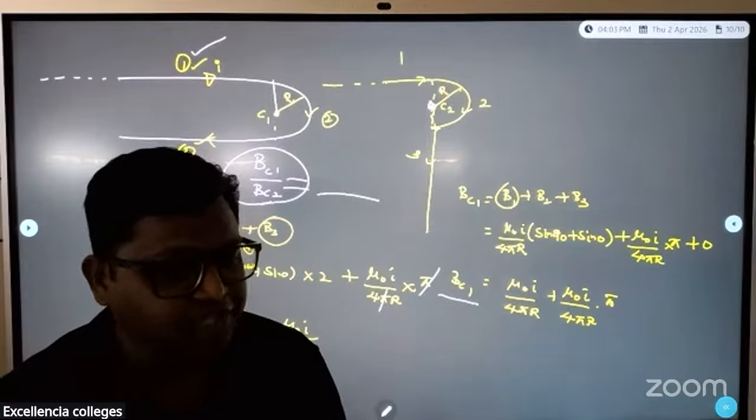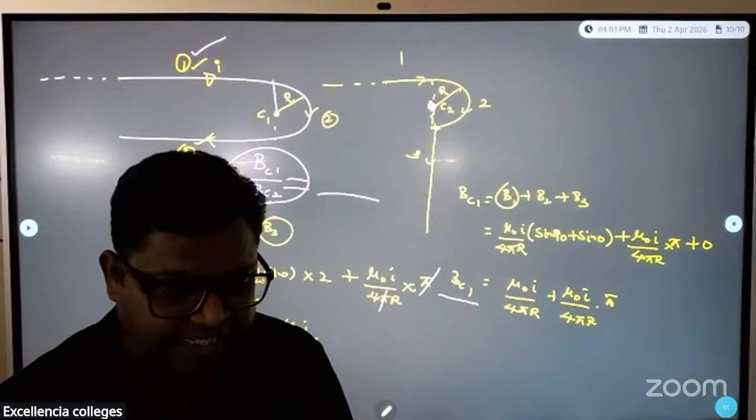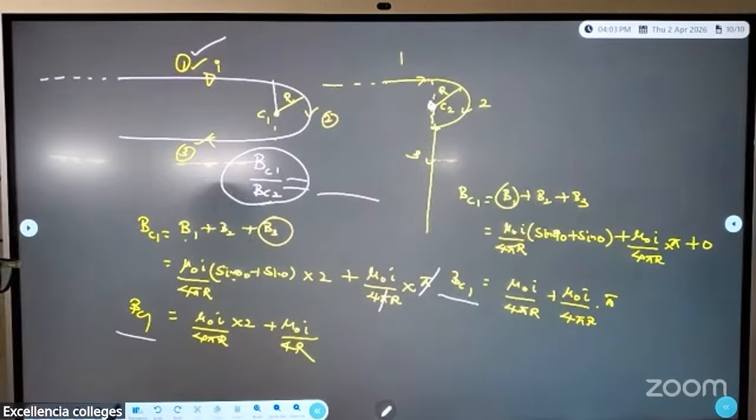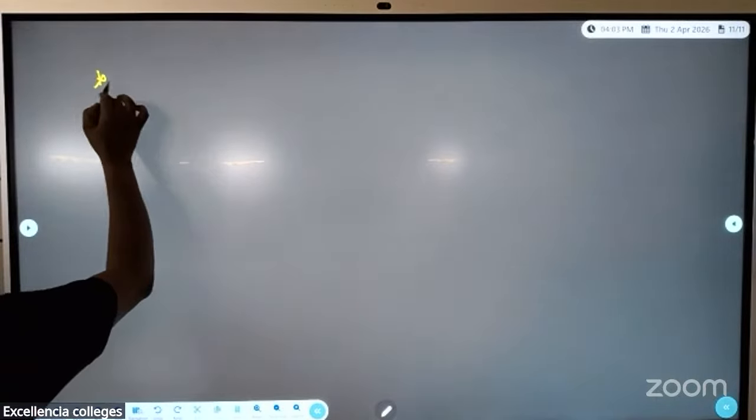Another interesting question which was asked in the examination. Now coming to the questions from heat and thermodynamics. For a diatomic gas, there is a diatomic gas given.